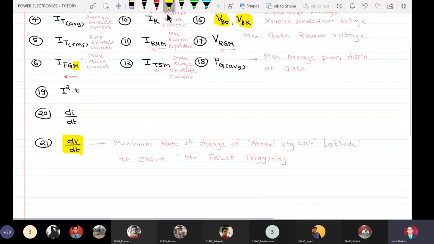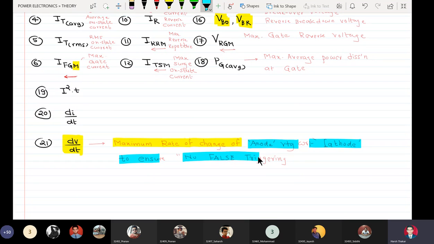So the dV by dt rating refers to the maximum rate of change of anode voltage with respect to cathode to ensure no false triggering. This is called a dV by dt rating, also called slew rate. And the di by dt rating and dV by dt rating I will narrate to you now. These are two new ratings.